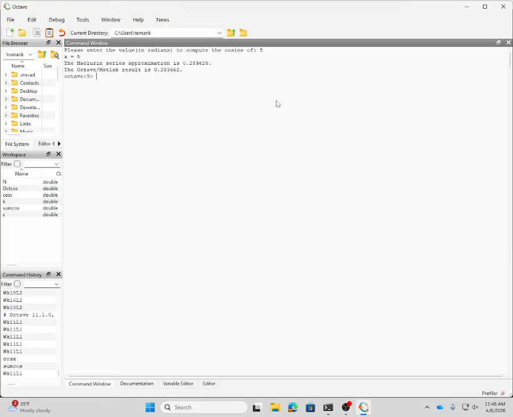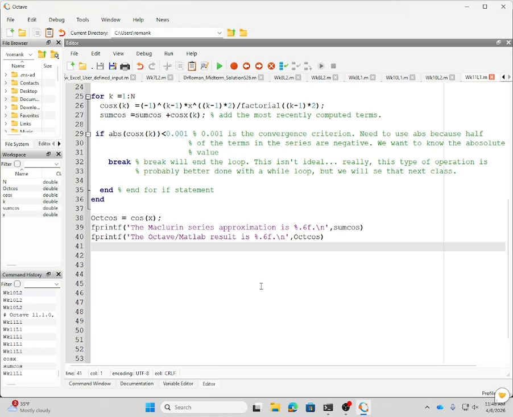You can type any value, and you should be seeing two results next to each other. Okay, and then you can compare how much of a difference there is between the results from the function that you just created, the cost function, and the function value.